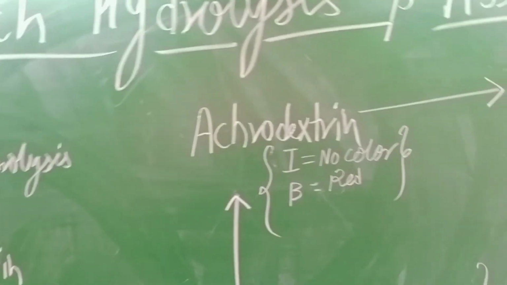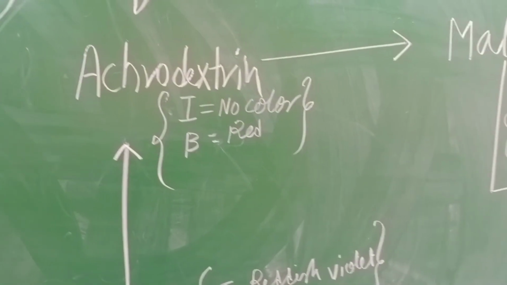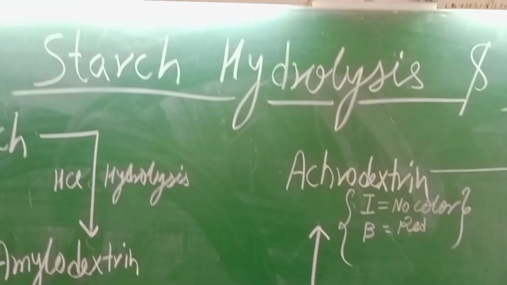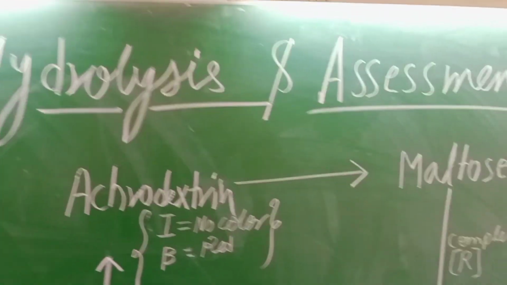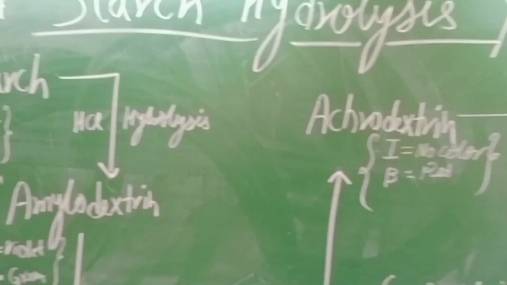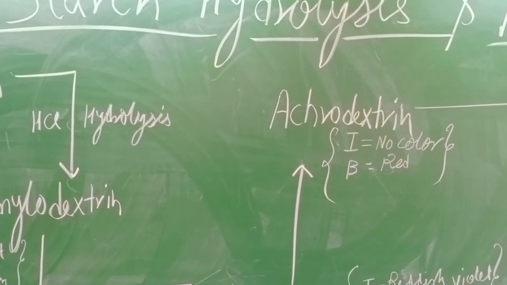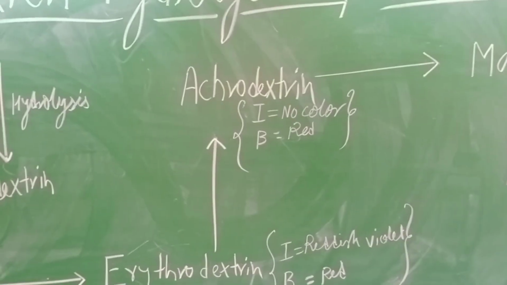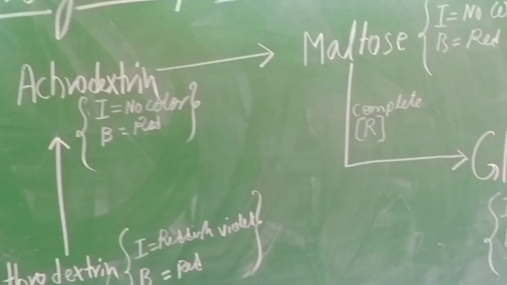So this is the overall process by which we are able to conclude that our reaction is moving further, and this is how we can assess our hydrolysis reaction of the starch. These are all the hydrolytic products, or the intermediate products, which are formed in between the starch and the formation of the main product, that is the glucose.